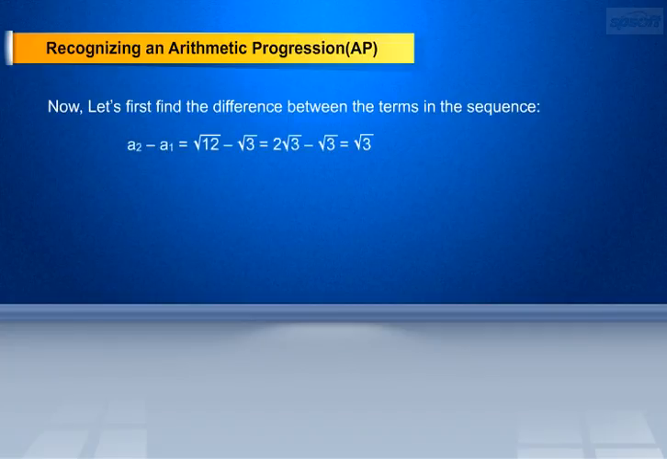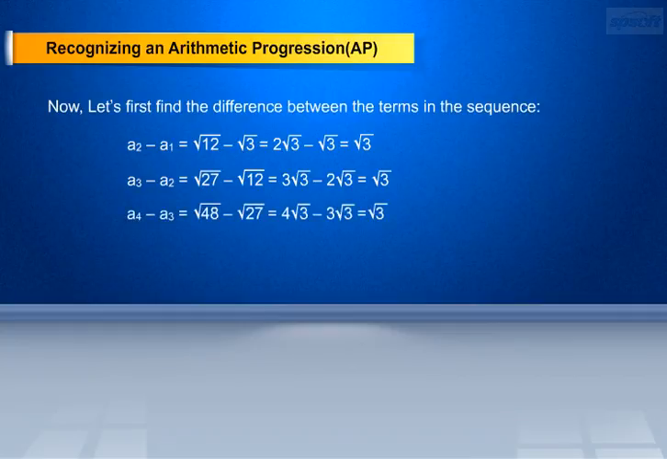Now let's find the difference between the terms in the sequence. A2 minus A1 equals root 12 minus root 3 equals 2 root 3 minus root 3 equals root 3, where A2 is the second term and A1 is the first term. A3 minus A2 equals root 27 minus root 12 equals 3 root 3 minus 2 root 3 equals root 3, where A3 is the third term and A2 is the second term.